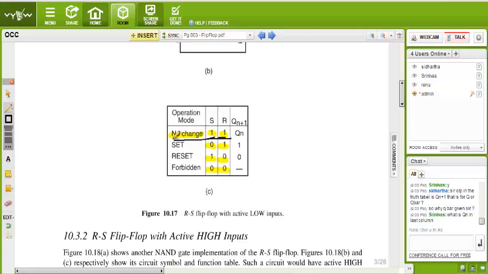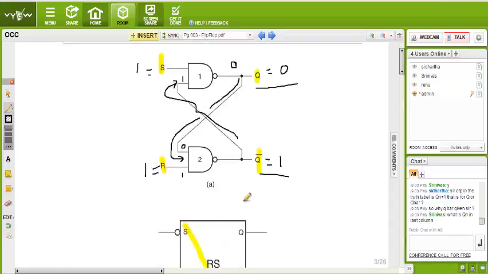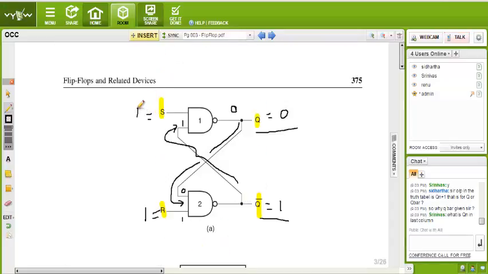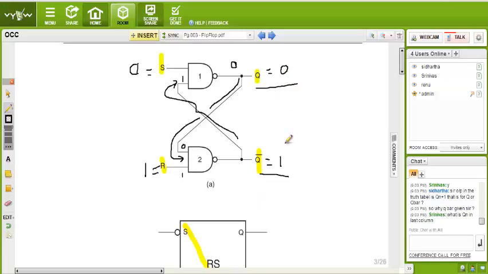No, the operation mode is written in language, but it is your output. Okay, now check the second combination, it will be clear. See, if S is equal to 0 and R is equal to 1, then what happens? Suppose earlier it was 0 and it was 1. Now this 0 is fed over here. Now what is the value of this gate?